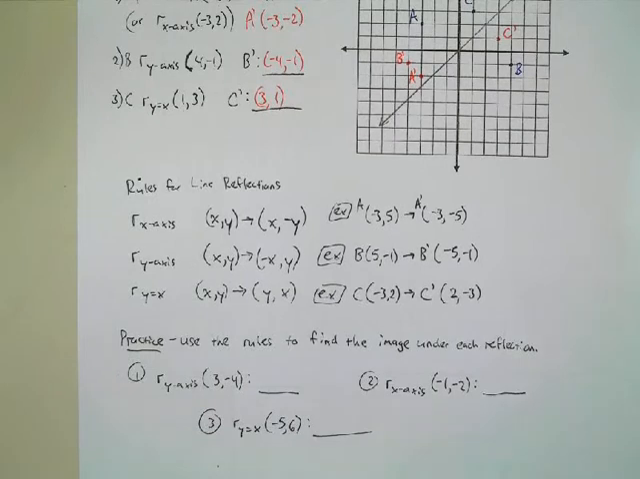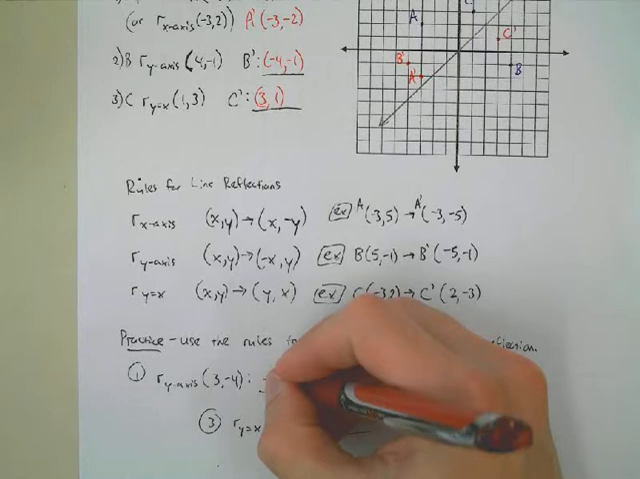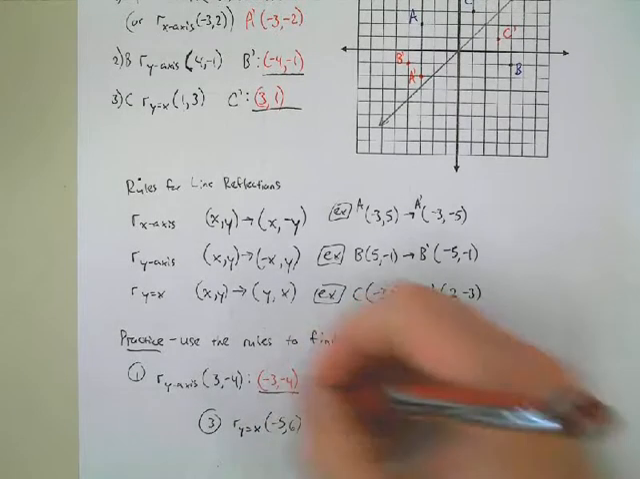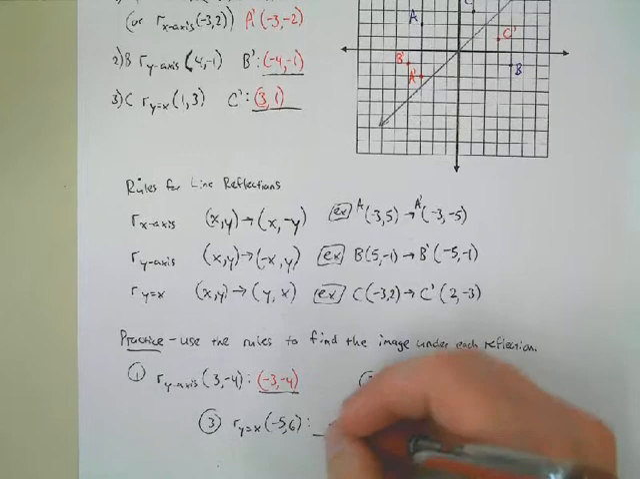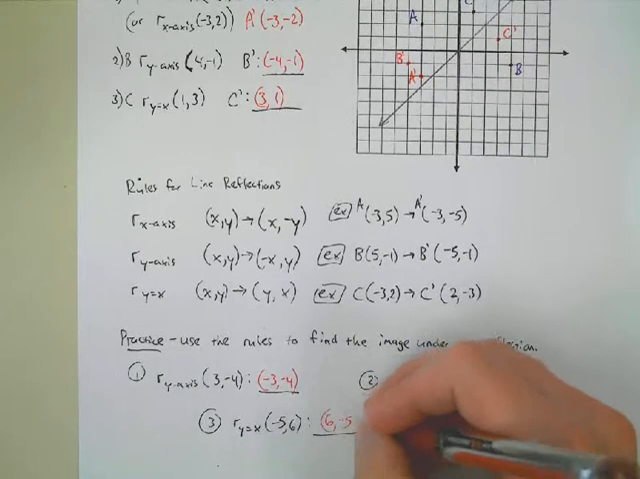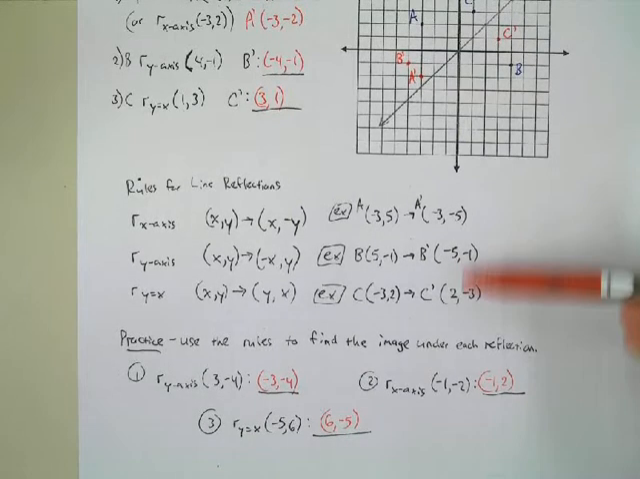So you should have gotten (-3, -4), (-1, 2), and (6, -5) for your answers there. Okay, using again our rules that we have up here. Okay? All right, let's flip our papers over here.